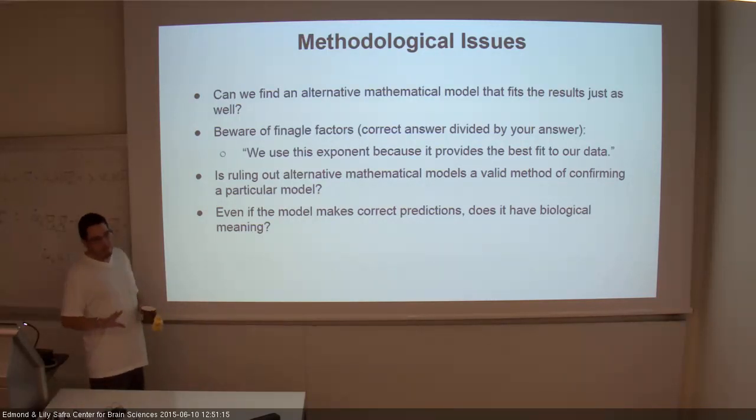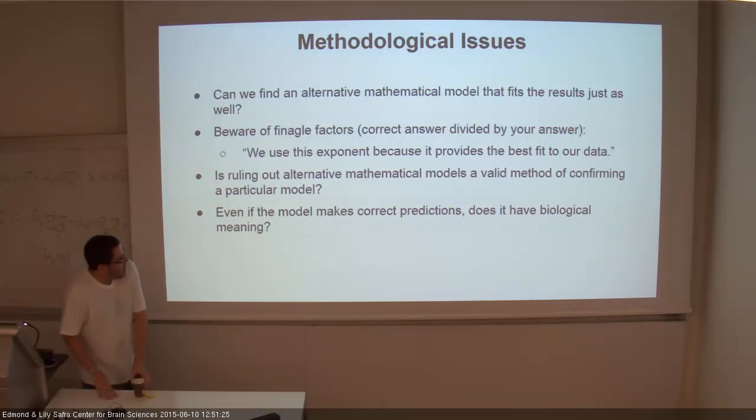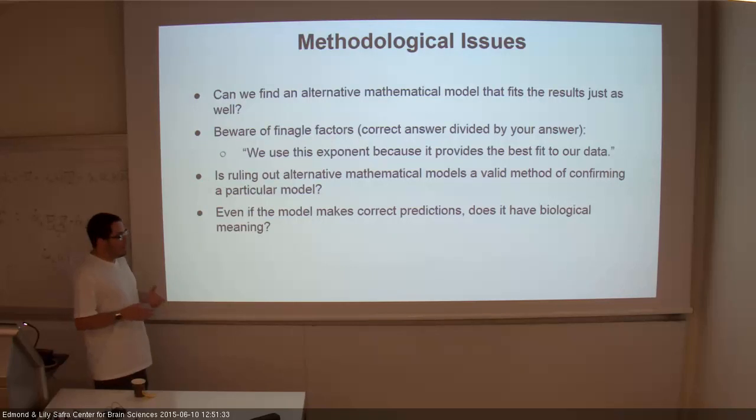That's true. So that might not be such a significant issue, but I think it's important to think about what the meanings of these numbers are. Another issue is whether ruling out alternative mathematical models is a valid method of confirming a particular model. In other words, we looked at these two models, and this one was better than that one, but does that mean the one that was better is actually the correct one, or is it just slightly less wrong?